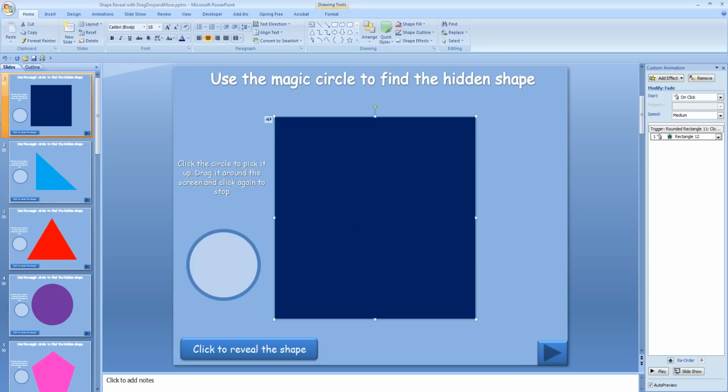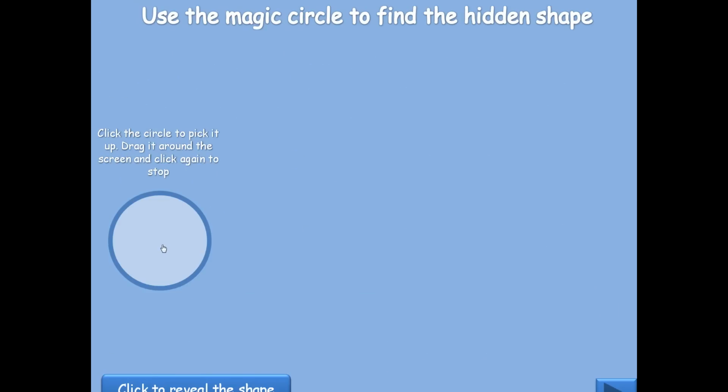So I've got some shapes here, and you can see them quite clearly in this view. So usually I would save it as a PPS. If I run it, you click the circle to pick it up. So you can see it's now picked up. And you drag it around the PowerPoint.